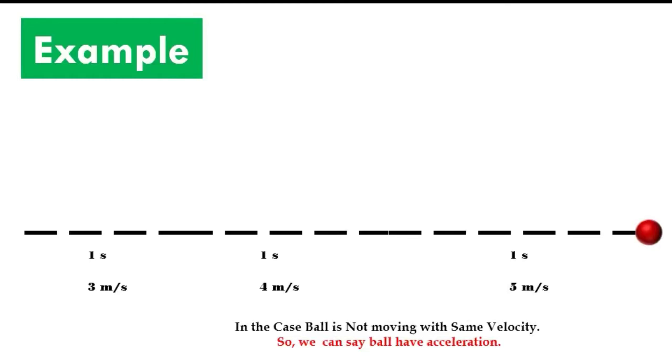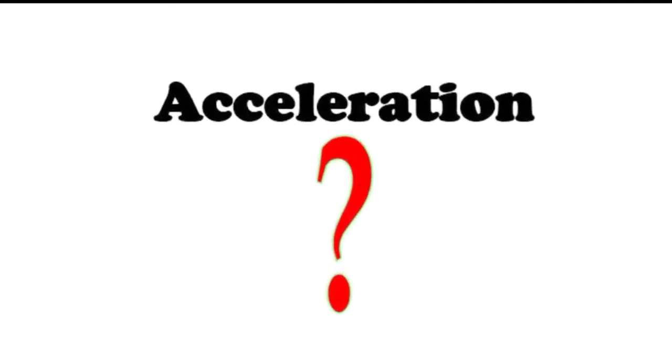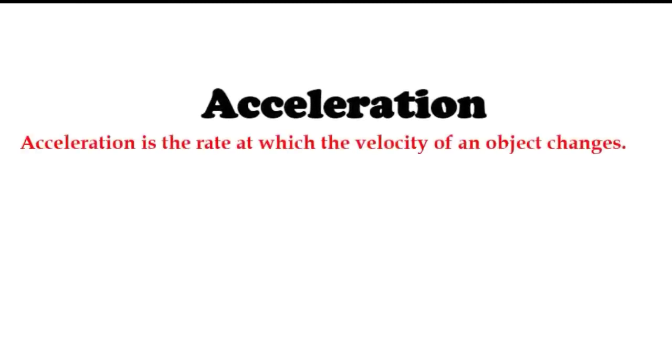So that is acceleration. Now the question arises, what is acceleration? How to define acceleration? Acceleration is the rate at which the velocity of an object changes. That is known as acceleration.